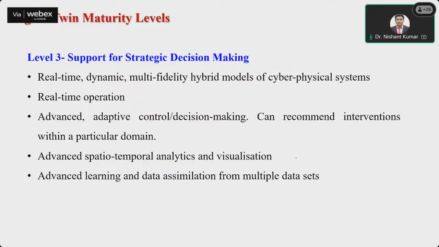The third level is a little bit higher. Here it will support strategic decision making. Strategic decision making means this time your system will be capable of deciding a strategy to handle a particular issue. The issue may be related to a cyber threat, or any disturbance from the load side or maybe the source side. Here your system will be capable of making a strategy to handle that, and then it will feed the information to the system and take the action automatically.